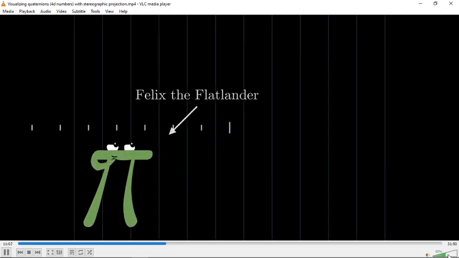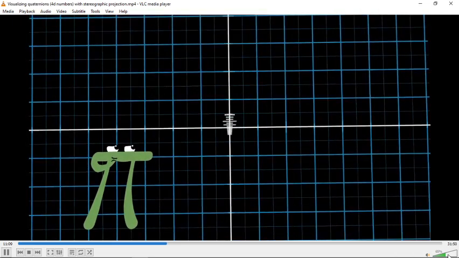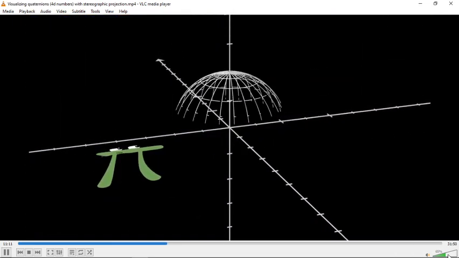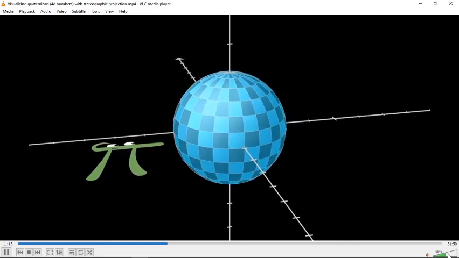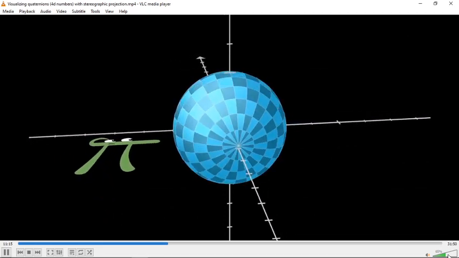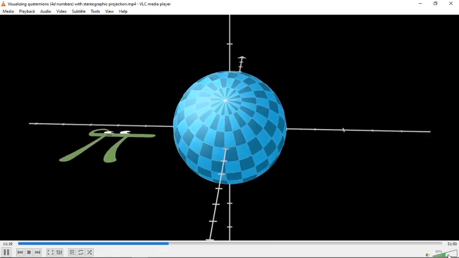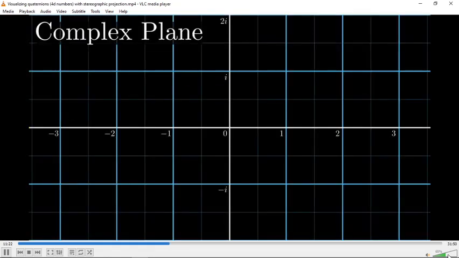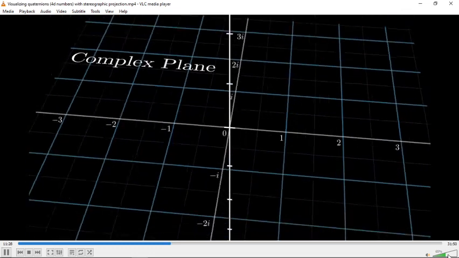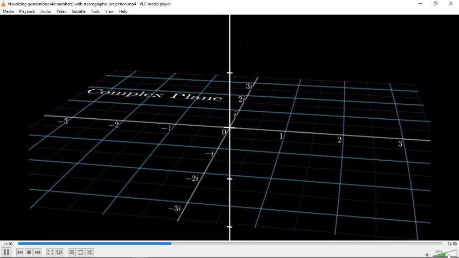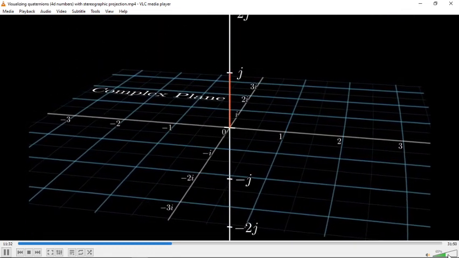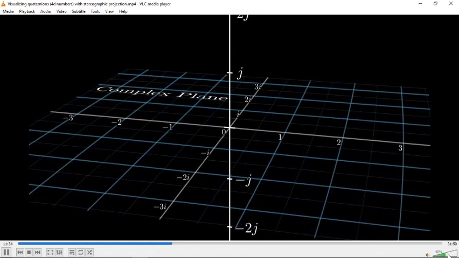Next, let's introduce Felix the Flatlander, who only understands two-dimensional geometry. Imagine trying to explain rotations of a sphere to Felix. In the spirit of transitioning from complex numbers to quaternions, let's extend the complex numbers, with its horizontal axis of real numbers and its vertical axis of imaginary numbers, with a third axis, defined by some newly invented constant, j, sitting 1 unit away from 0, perpendicular to the complex plane.